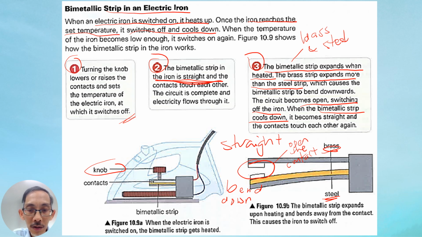So then the strip will do what? It will contract and it will go back straight. It will return back upward and then it will touch the contact again. Okay, so this part closes the circuit again. Then the whole iron will be heated up again. So this will continue in this way as long as you are ironing, until you finish, of course, then you turn off the iron. Okay, I hope this explains a bit better.